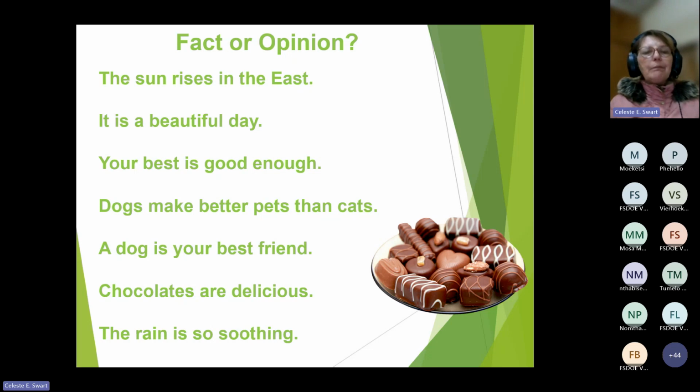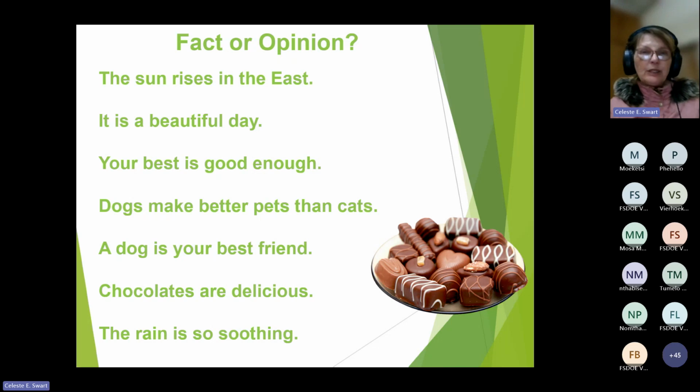Dogs make better pets than cats. There's no scientific proof. If there were scientific proof, then we would be able to say, you see there, that proves they've done tests and they have shown through science, through research, that when you look at your pets, you have dogs that are better pets than your cats. A dog is your best friend. Again, that would be opinion because that's what you think.